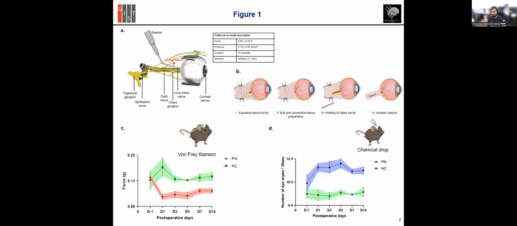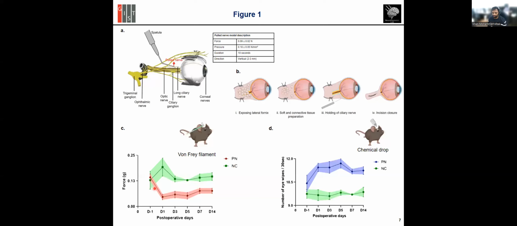The second one is about a brief surgical aspect: I exposed the lateral fornix, prepared the soft tissue and connective tissues, held the ciliary nerve, and finally closed the skin. The third one is the schematic for the behavior tests. I use two behavior tests. One is mechanical, which we call the von Frey filament test, and the second is the chemical drop, which we call the eye wiping test. I compare my pull nerve and normal control model from D-1 to D14.